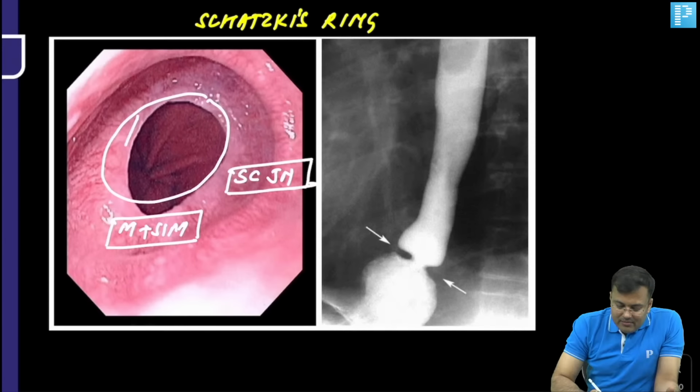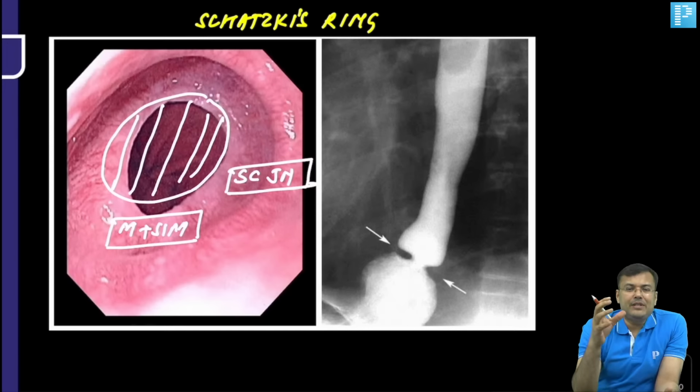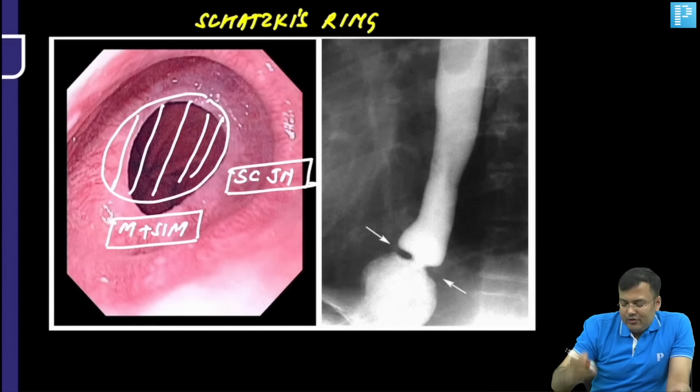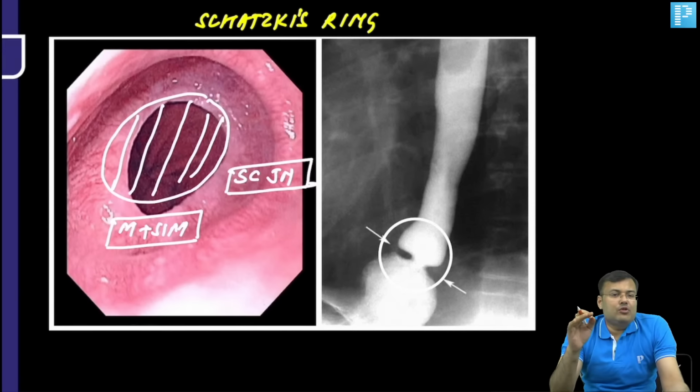So, what will happen? Sometimes the patient is having episodic aphagia if a large piece of meat is stuck. So, there is dysphagia and episodic aphagia. Here you can see this ring. What is the name? Schatzki's ring. It is composed of mucosa and submucosa. What is the location? Squamo-columnar junction.